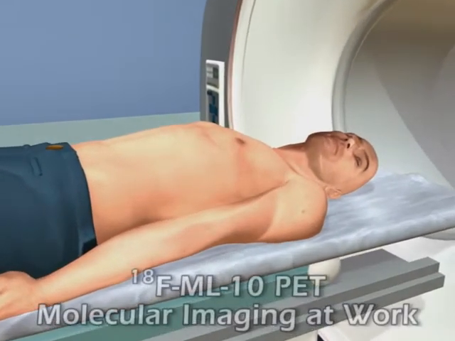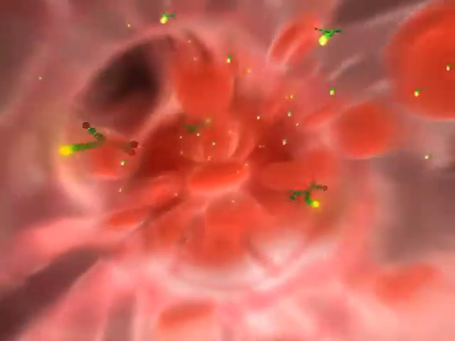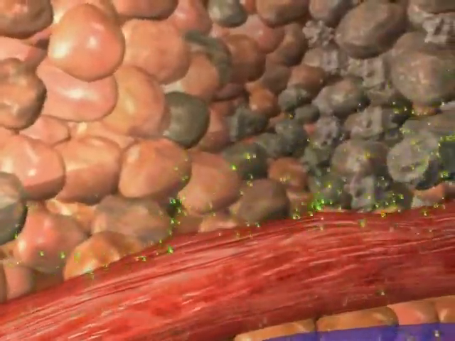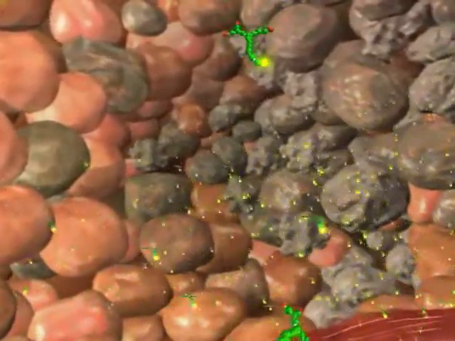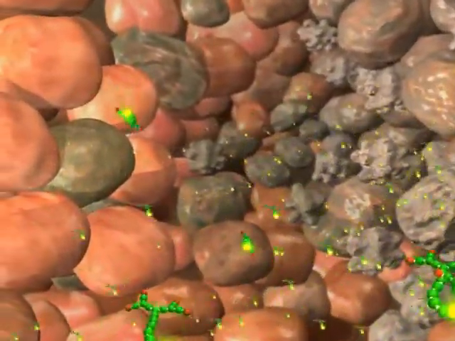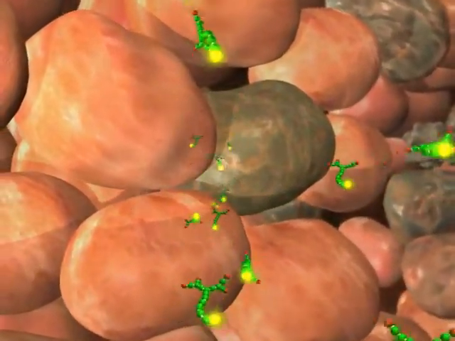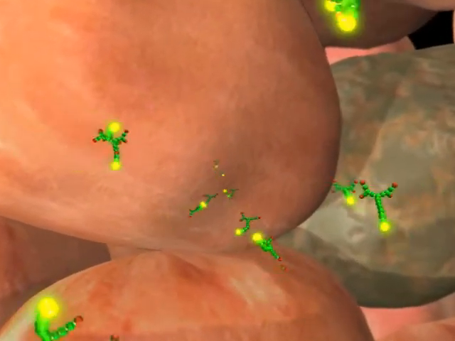During IV administration, the nanoswitch is in its off position, and the ML-10 is in a highly soluble state, allowing it to quickly distribute in the body through the bloodstream. As it enters the extracellular space, it does not interact with normal healthy cells. But when approaching cells undergoing apoptosis, the nanoswitch responds to a set of unique alterations occurring in the apoptotic cell membrane and turns to the on position.